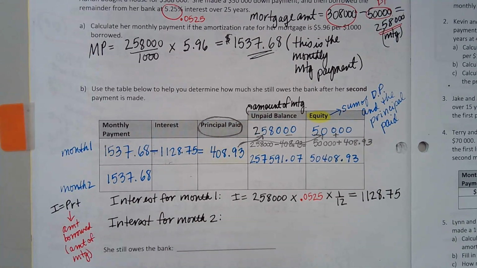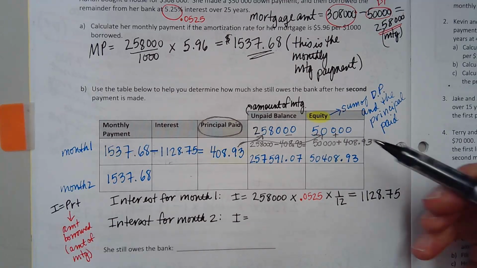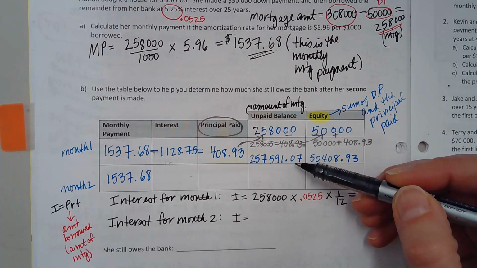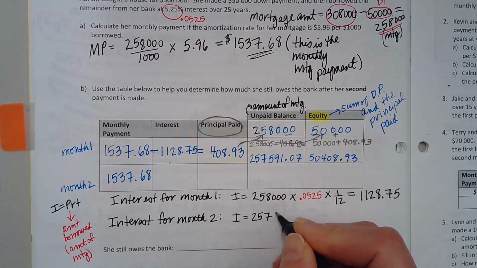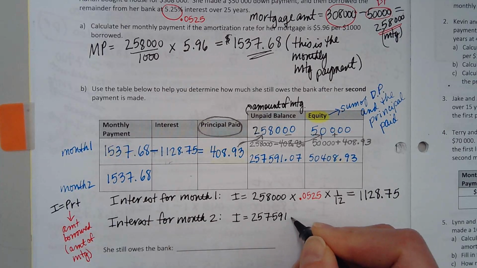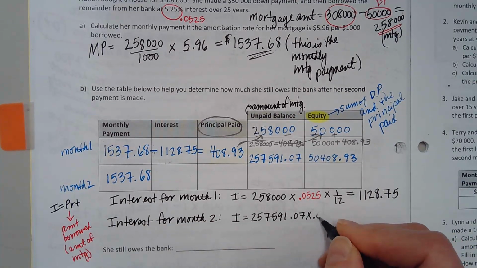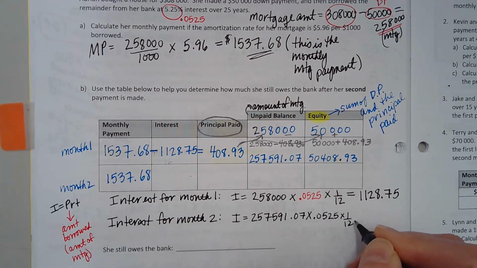Okay, it's still I equals P T, but in month 2, I don't owe $258,000 anymore, right? I only owe this much. Times, it's still times 0.0525. And it's still only for a month.